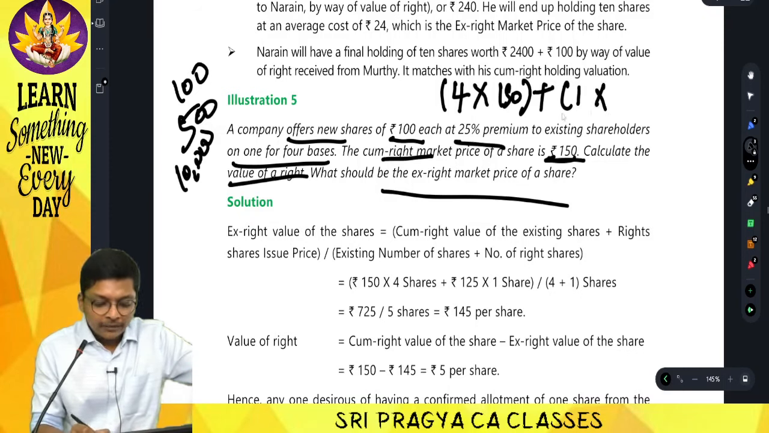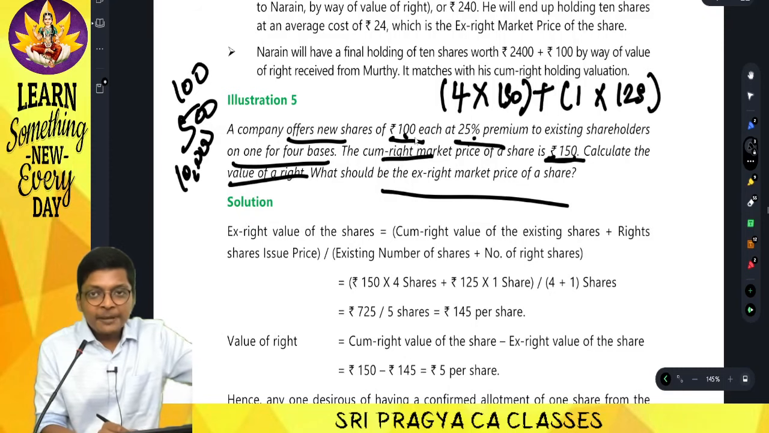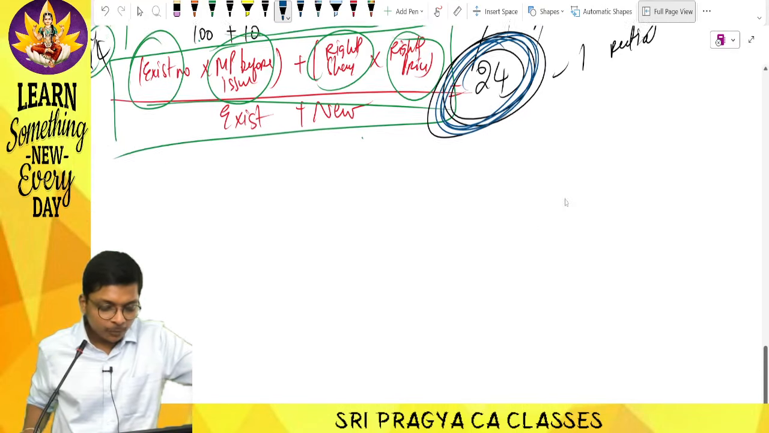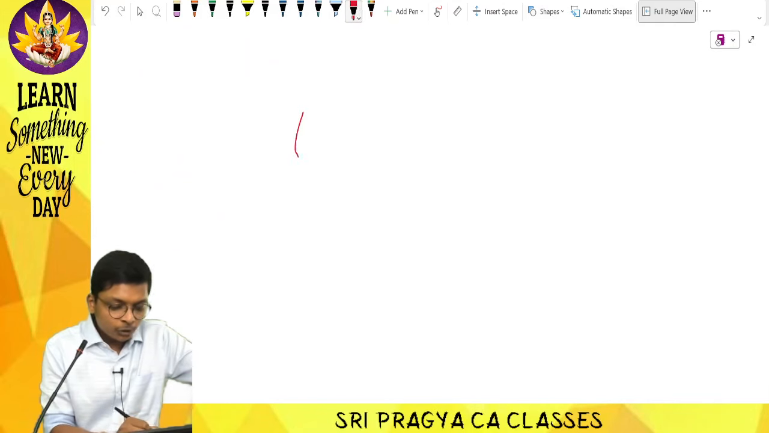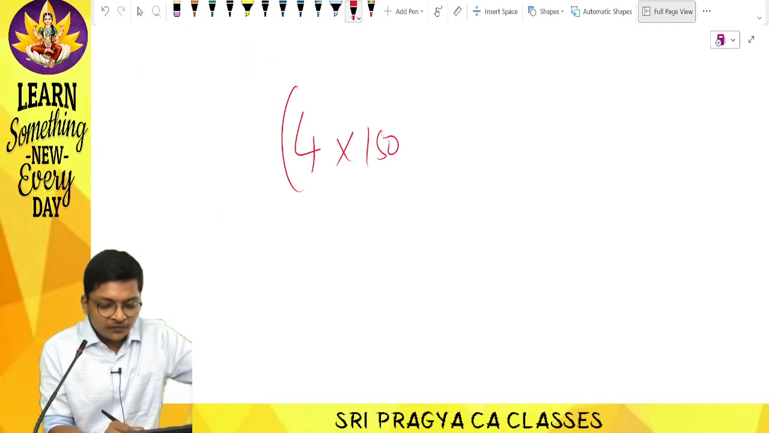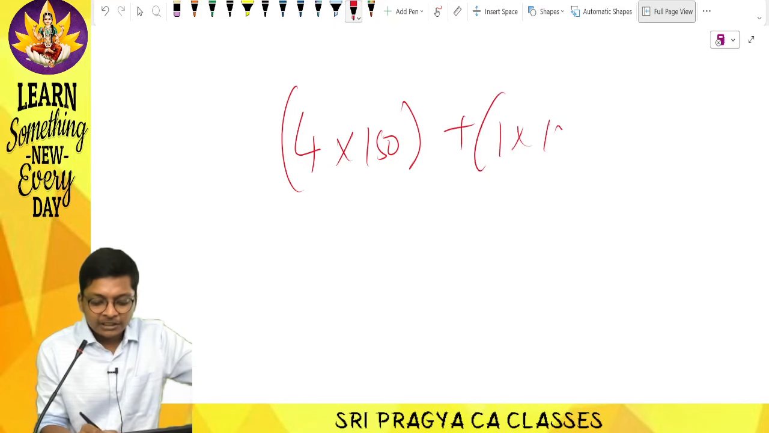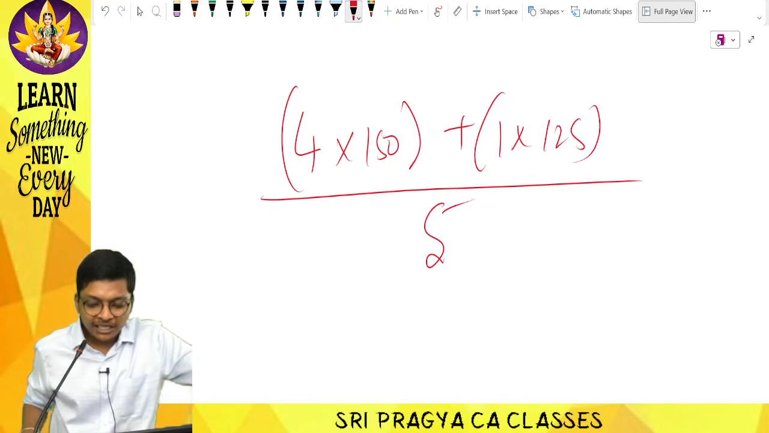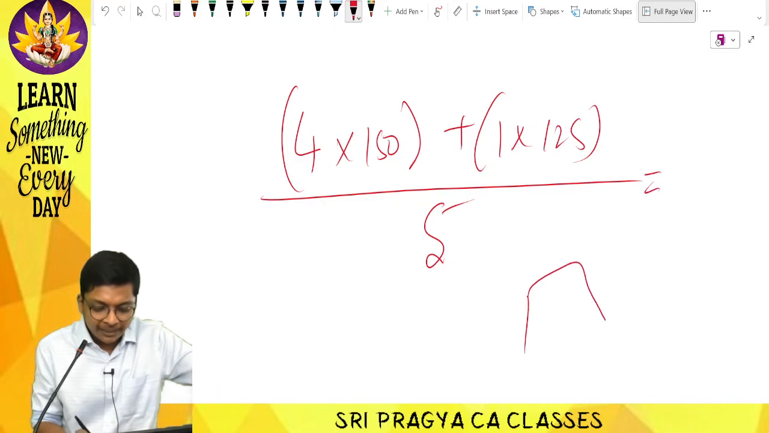So that 1 share, I am going to buy at 100 plus 25, that is 125. It is a premium over face value but less than market price. So I am basically buying how many shares? 4 shares at 150, which I already purchased. Additionally, I am getting 1 share at 125, for a total of 5 shares. This answer is going to be my theoretical price. What is 5? 4 plus 1.